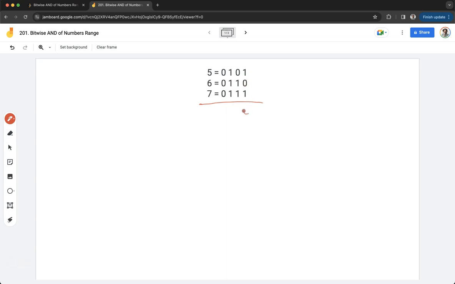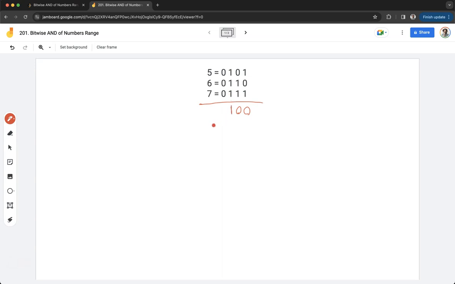The answer is 0 because we have 1, 0 in this range. Remember, this is the key. Here, again, we have 1, 0 in this range. It is 0. Here, we don't have any zeros. So the answer is 1.